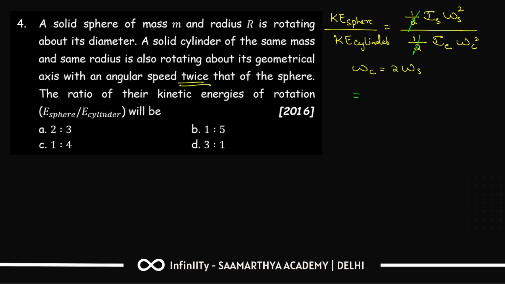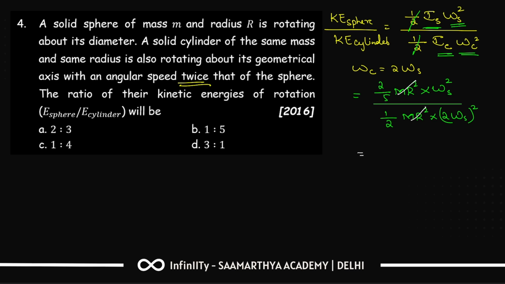cancelled, all are different. तो moment of inertia of a sphere will be what? 2/5 mr square into omega square, मान के चलो, या omega s square, not an issue. Then I of cylinder, moment of inertia of a cylinder is half mr square into, so this will be equal to 2 times omega s, 2 times omega s का square. So what are the things that we can cancel here? Mr square, mr square.